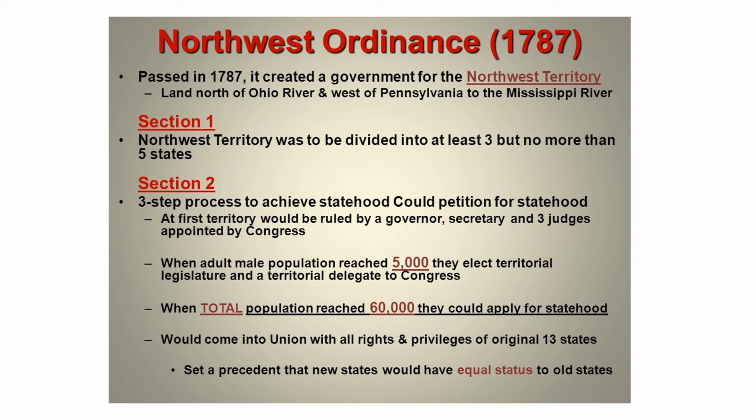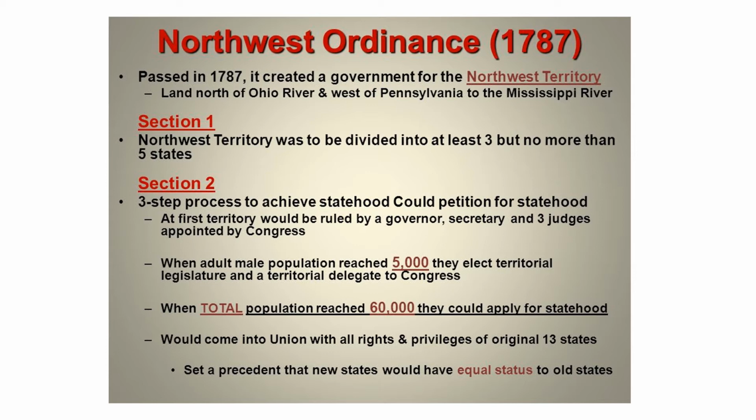Initially, each territory would be administered by a governor, the governor's secretary, and 3 judges named by the Articles of Confederation Congress. When the adult male population reached 5,000, however, these 5,000 people could elect a legislature to share power with a council of 5 people chosen by the governor and Congress. And at this stage, the territory could send a non-voting delegate to the Articles of Confederation Congress. Finally, when the total population reached 60,000 people, the people could write their own state constitution and apply to the Articles of Confederation Congress for official statehood. And again, this was on equal terms with all other states. And this was unheard of ever before in history.